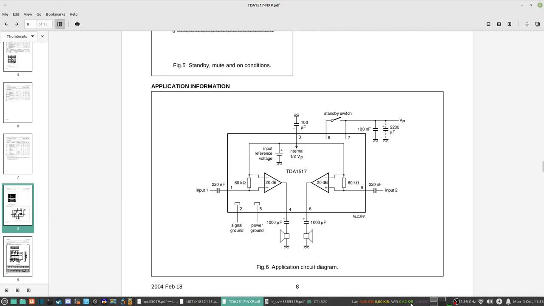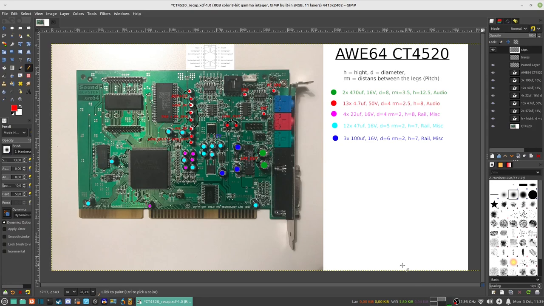So we can actually go look at the card here. I have made a list of what's on the card. Those two green ones here are the big ones for the speaker output that is amplified by the chip, like we talked about. So we have 16 volt caps here, 470 microfarads, diameter 8 and radius of 3.5. And I wrote audio here just so we know what they're doing.